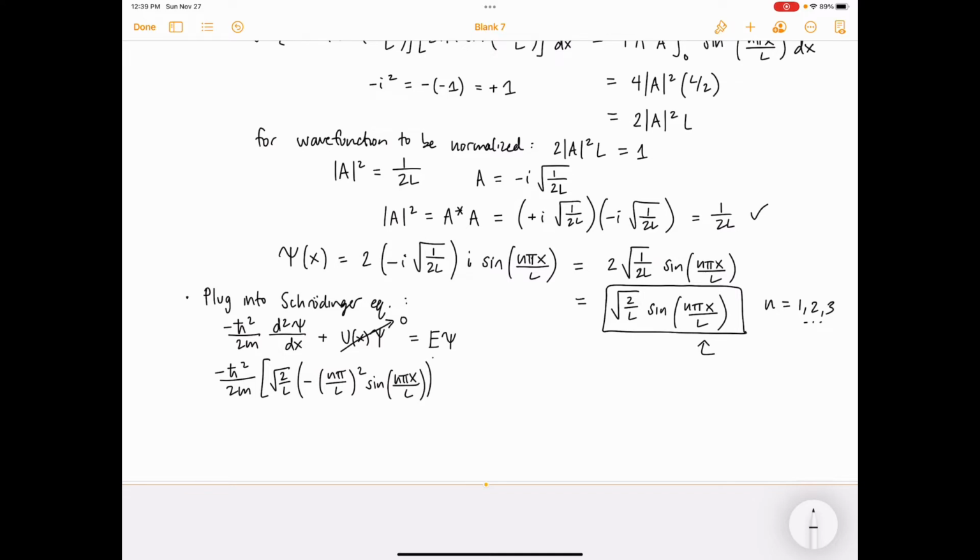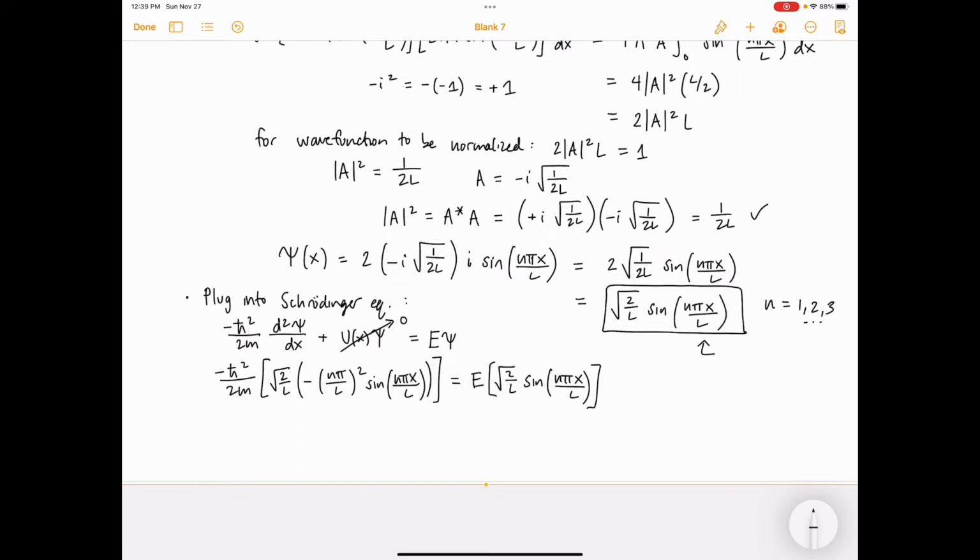Okay, so there it is. There's the second derivative shown in the brackets. And then again, the potential energy term was 0, so this is just equal to E times the wave function itself, which I'll just write in brackets as root 2 over L times sine of n pi x over L.